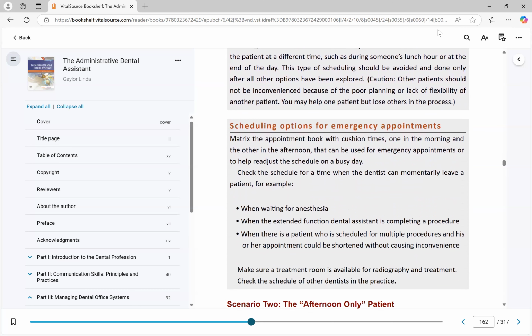Matrix the appointment book with cushion times, one in the morning and another in the afternoon, that can be used for emergency appointments or to help readjust the schedule on a busy day.